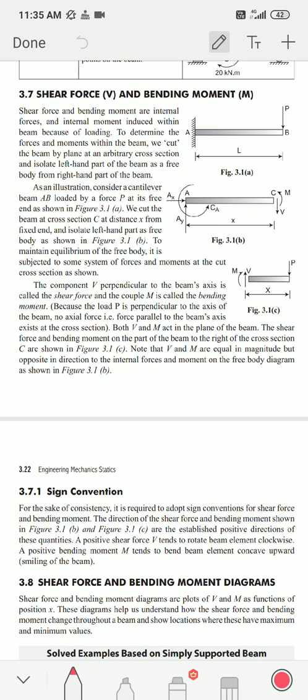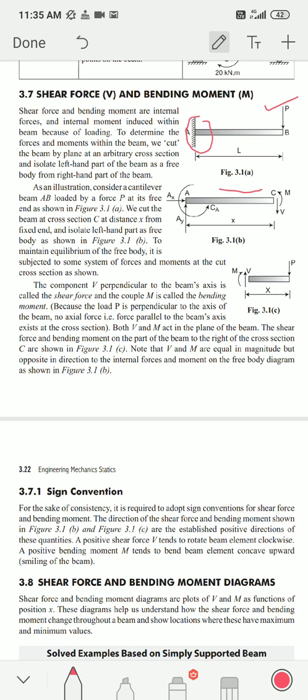As you can see in figure 3.1a, there is one cantilever beam, and this end is A, which is a fixed support, and this is P, which is a point load acting at this end. Due to this external loading P, some internal forces will develop inside this beam over this length L. That internal force, we call shear force and bending moment. So how do we determine the shear force and bending moment?